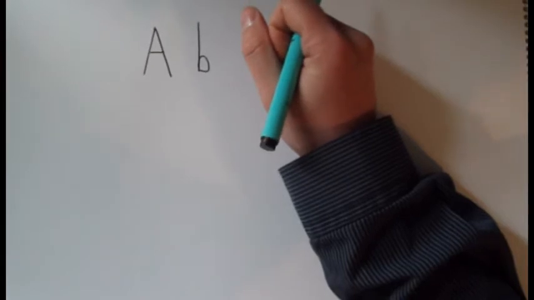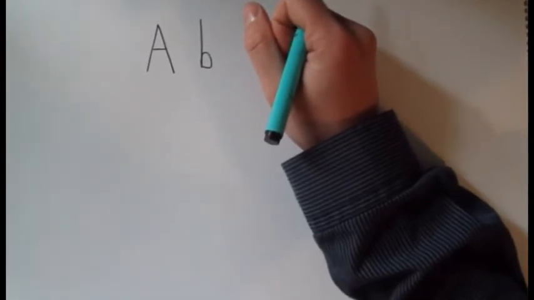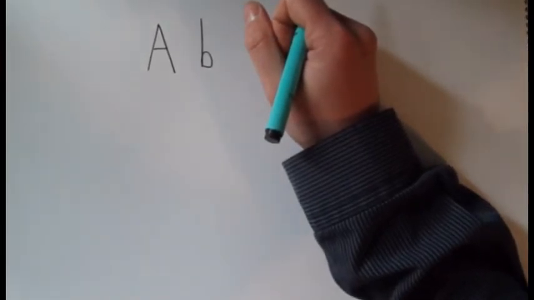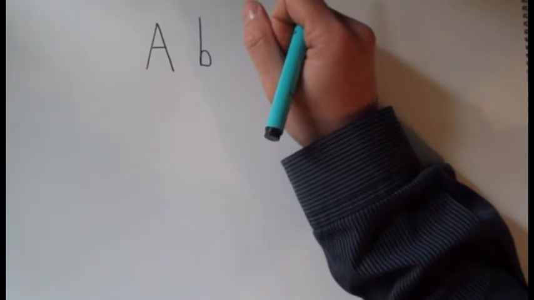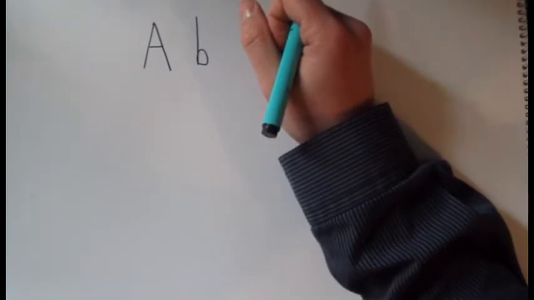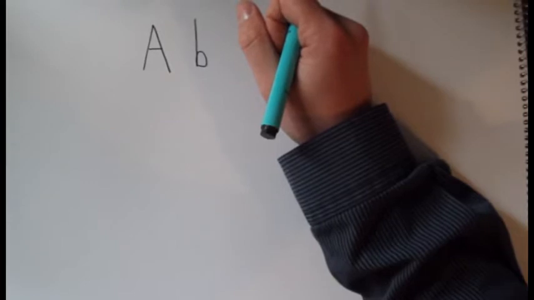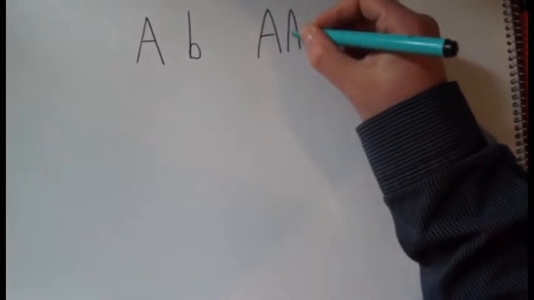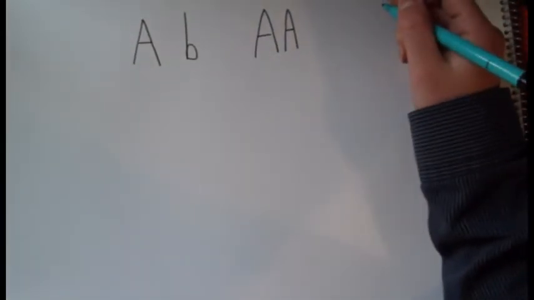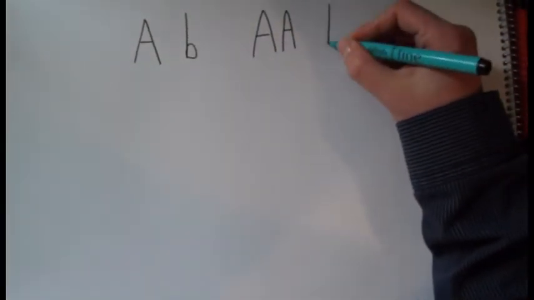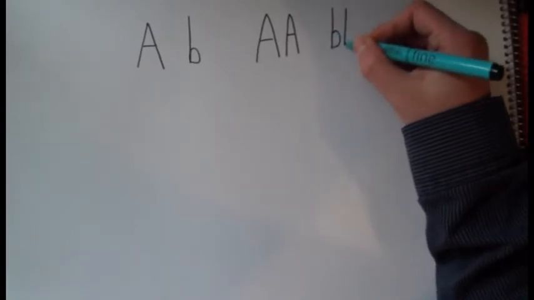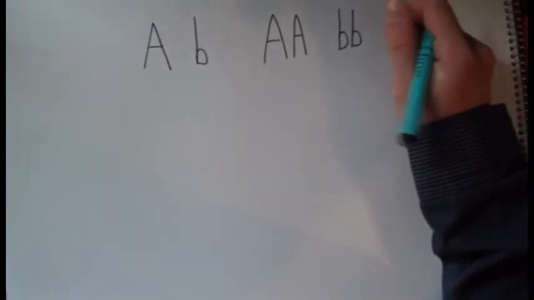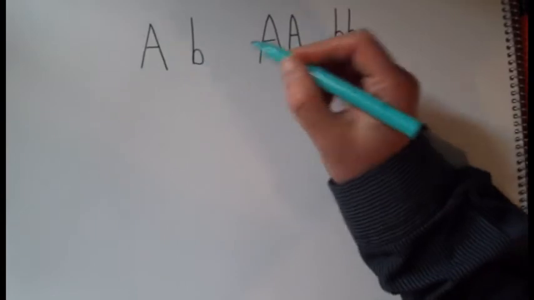All organisms, so animals and plants, get 1 letter from each parent. So the offspring will have 2 alleles in every cell, apart from the sex cells. So for instance, an offspring can inherit 2 dominant alleles, A, 2 recessive alleles, B, or a mixture of the 2.